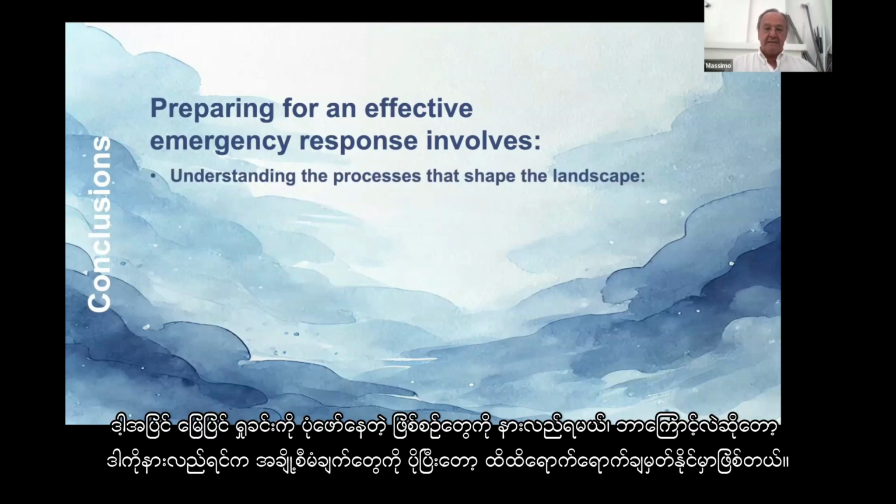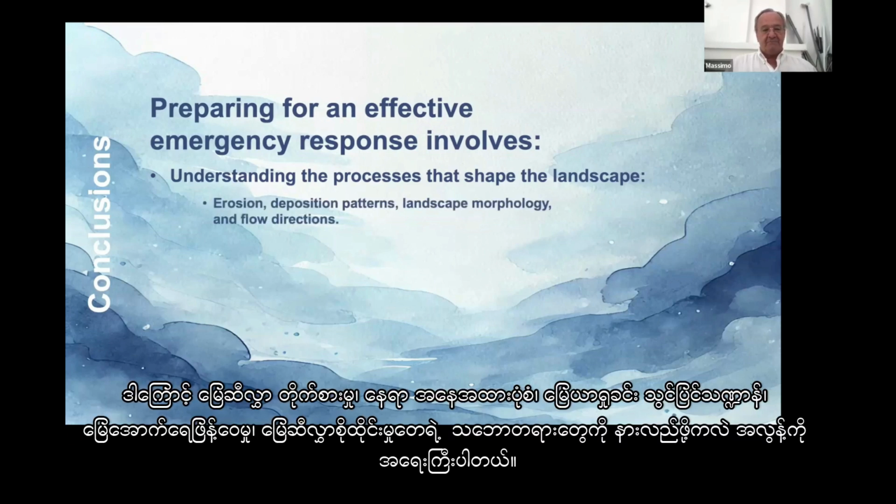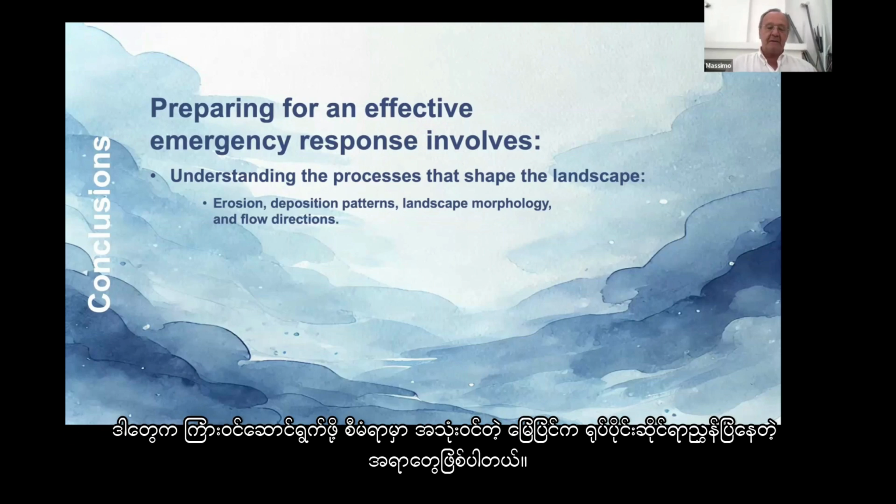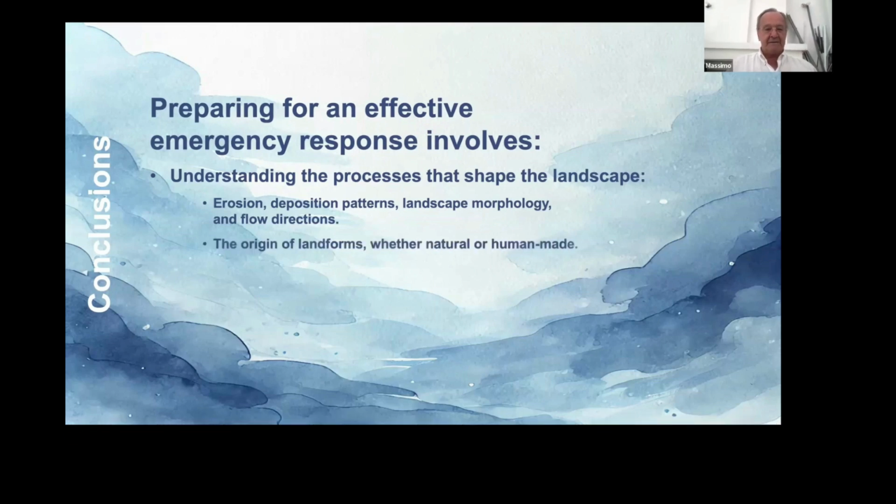Then we have to understand the processes that shape the landscape, because once we understand this, then we can more effectively adopt some measures. And so it's very important to understand the concept of erosion, the depositional pattern, landscape morphology, but also groundwater distribution, soil wetness. There are all kinds of physical indicators in the landscape that are useful to plan the interventions.